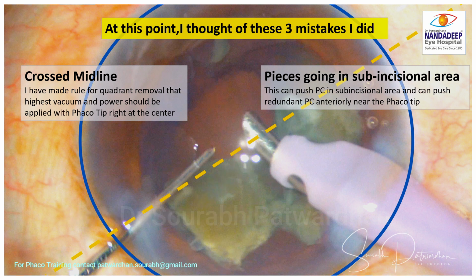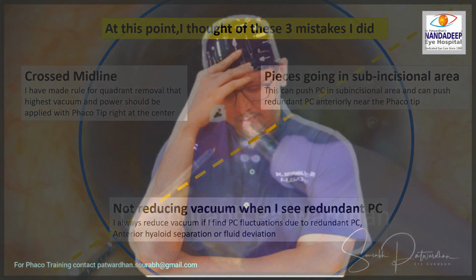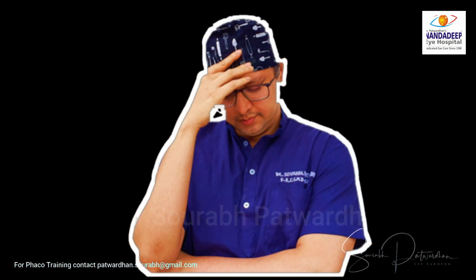And the second rule is that the pieces going into the subincisional area kind of push the posterior capsule, and if the PC is redundant, the PC which is in front or anterior to the phaco tip may be pushed a little anteriorly and it may rupture. And the third thing is not reducing the vacuum when I see there is a redundant PC. So maybe I have done one of these three mistakes or maybe something else. Anyway, the mistake is done and now I have to manage.